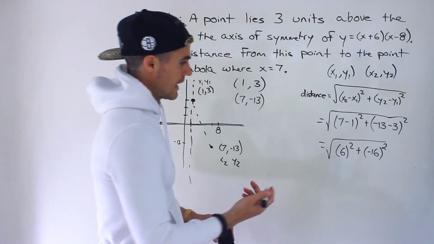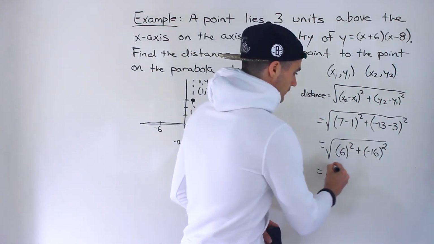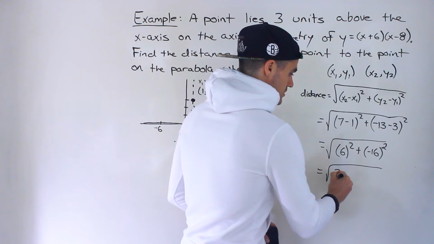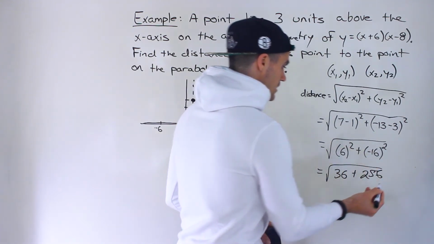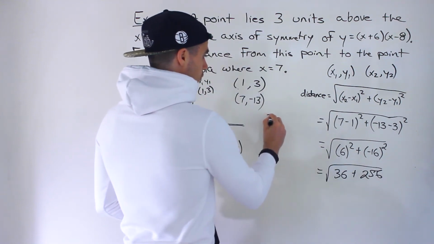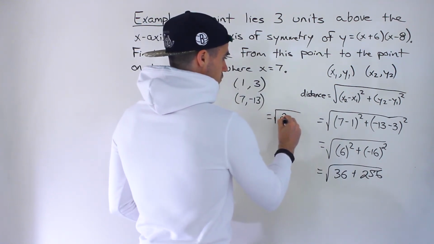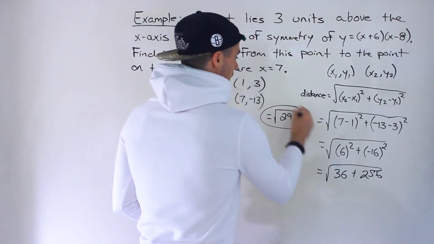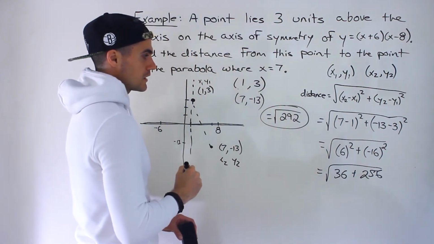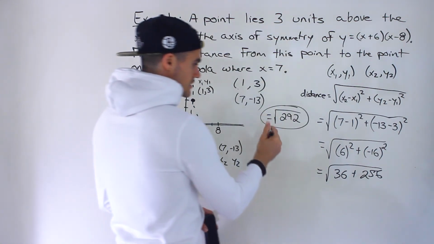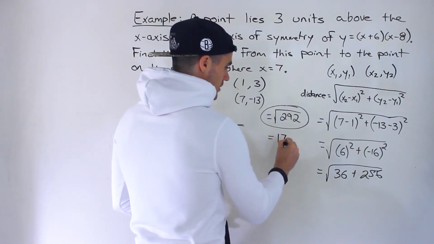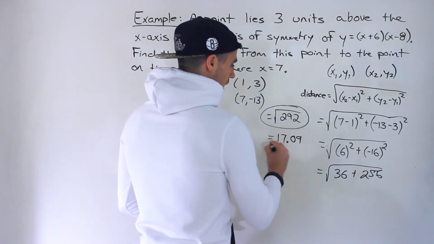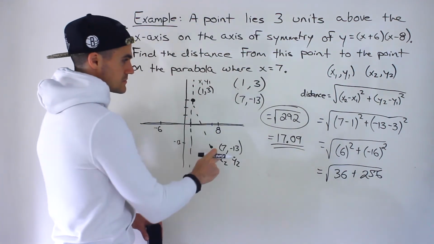And so doing the algebra further, we'll have the square root of 6 to the power 2, which is 36, plus -16 to the power 2, which gives us 256. And so we'd end up with the square root of 292. So that ends up being the final answer right there. And then you could either put this in decimals. The decimal is going to be approximately 17.09. Okay, the distance between these 2 points.